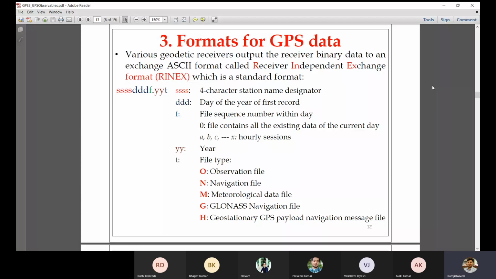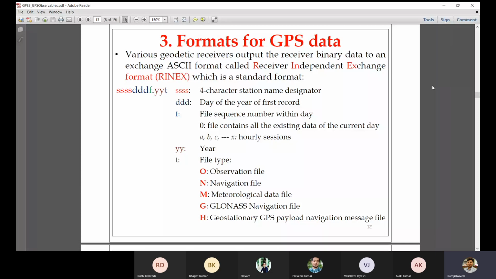delivers the data in its own proprietary format. If you use some brand company's receiver, they will give you the data in their own proprietary format, but at the same time the geodetic receiver outputs the receiver binary data to an exchange ASCII format data called RINEX, which is receiver independent exchange format file. This receiver independent exchange format file is created by University of Bern, Switzerland, just because they do not want any kind of monopoly of the receiver manufacturer.